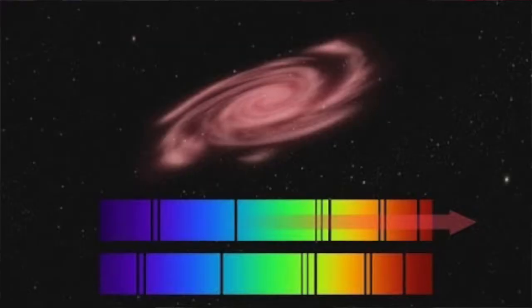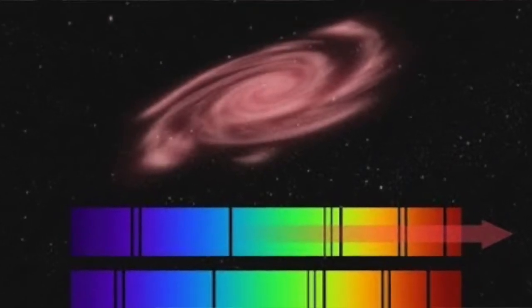For example, it's used to measure the recession speed of galaxies. We know that the universe is expanding, and the farther away the galaxy is, the faster its recession speed. This is known as the Hubble law. Observing the redshift due to Doppler effect, we can estimate this speed.